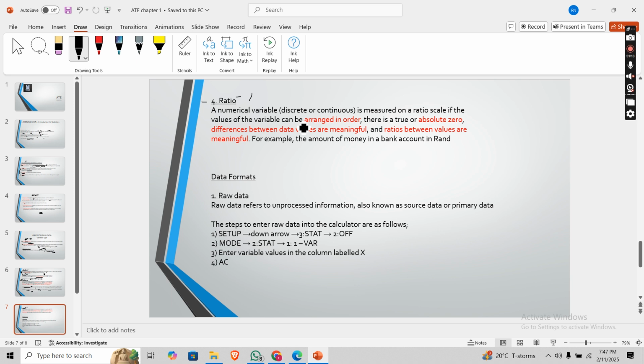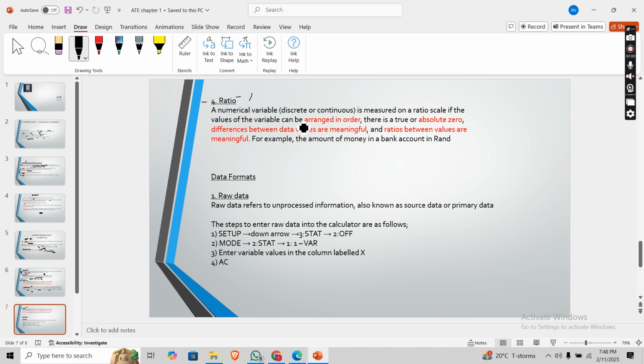I need you to write them down, and then under the word ratio, write the following. A numerical value, whether discrete or continuous, is measured on a ratio scale if: number one, there is a true or absolute zero, and in brackets you can write that 0 means that there's nothing. Then standard number 2 is the difference between the variable values is meaningful.